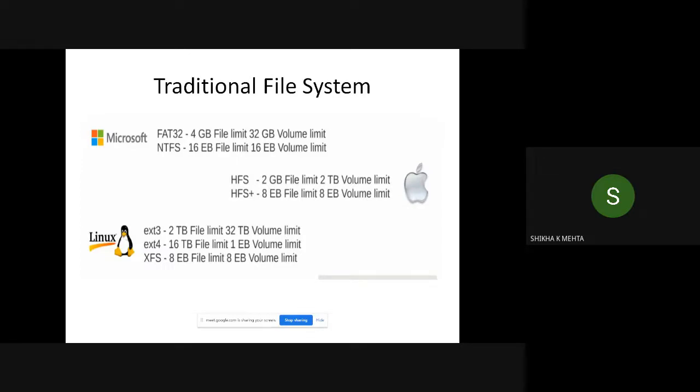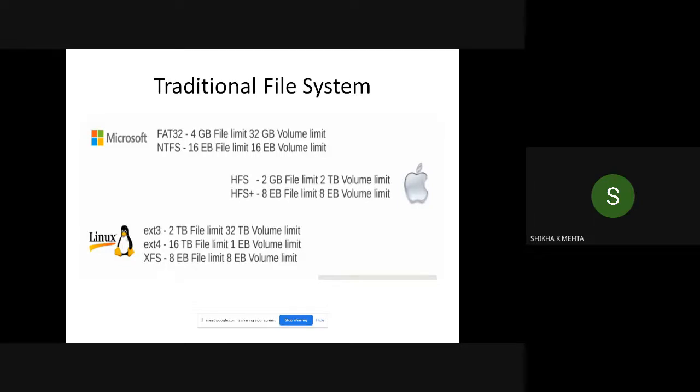Just see this when we talk about the various kinds of file systems. Can you tell me what the file system for Microsoft is? Have you studied the file system of Microsoft? We have been using Windows for a long time, so you may be aware of FAT32, NTFS. And the file system of Apple, that is HFS Plus, then the file system of Linux.